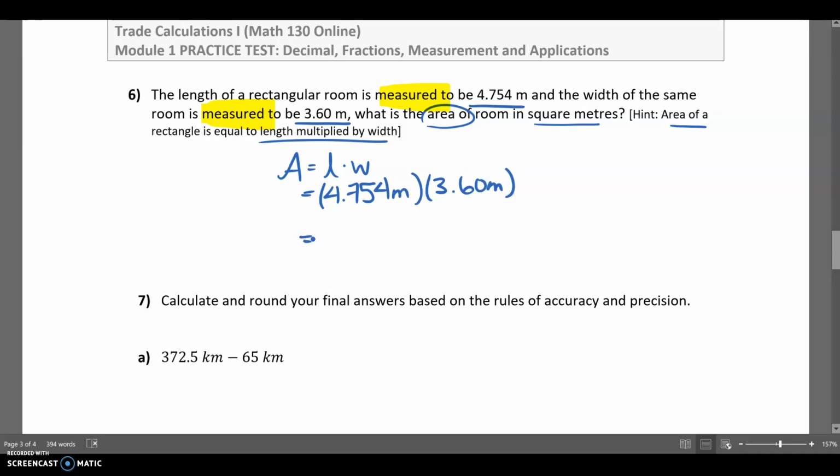On your calculator, you can do the multiplication and get 17.1144. And meters times meters would be meters squared. We're going to look at the accuracy or significant figures in our measurement. 4.754 meters is 4 significant figures, and 3.60 meters is 3 significant figures. We need to round our final answer based on the accuracy of our least accurate measurement, or to 3 significant figures, which means the area of the room is 17.1 meters squared.